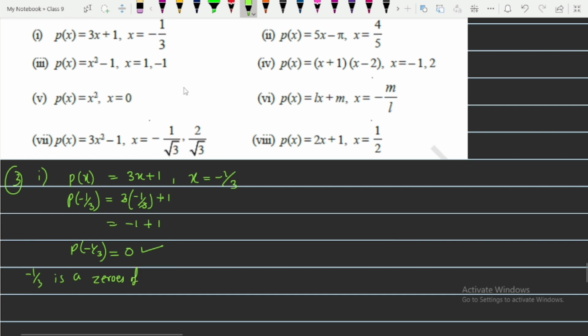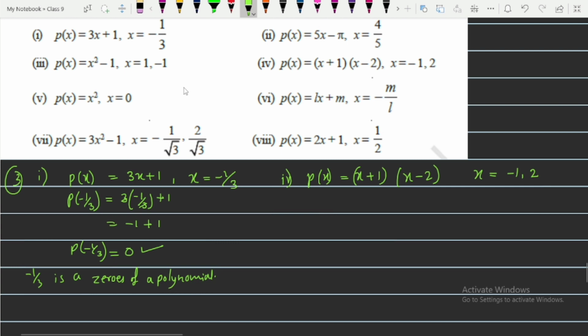Yes. Next question, one more we can see. We can take the fourth question, okay? Fourth question, that is p of x equal to x plus 1 into x minus 2. So here the given values are minus 1 comma 2. If the answer is coming 0, you can say it is a zero, otherwise no, not a zero, okay?